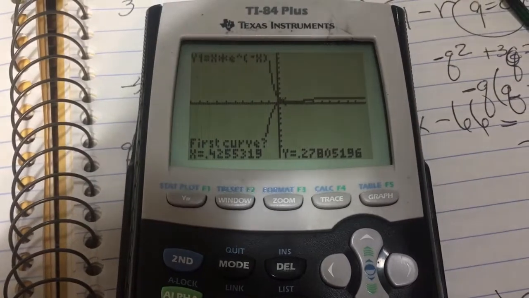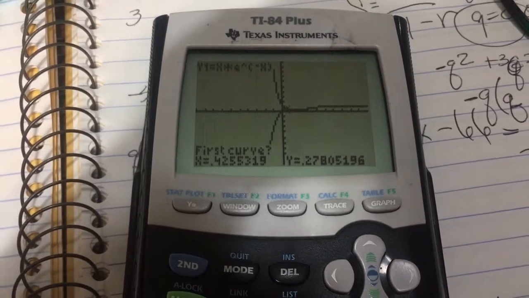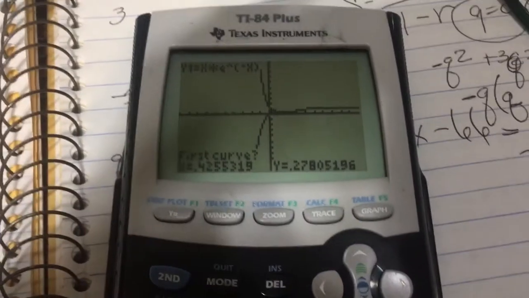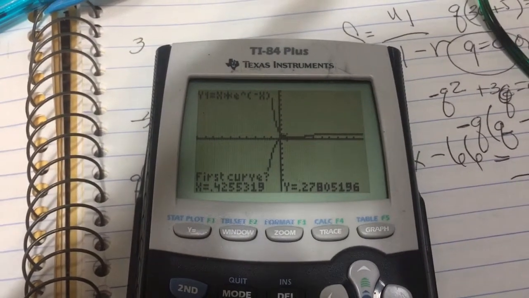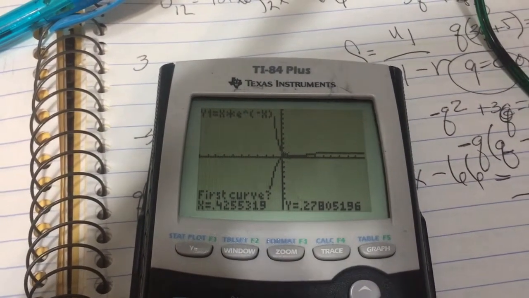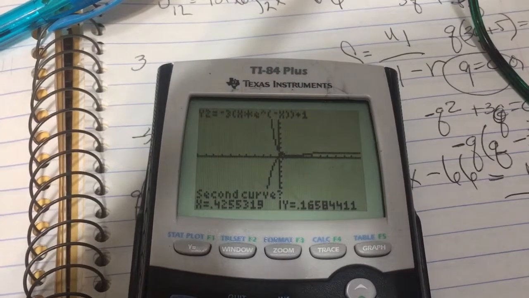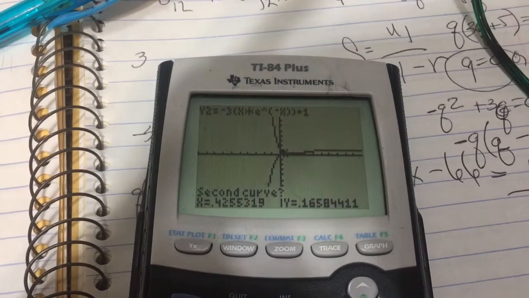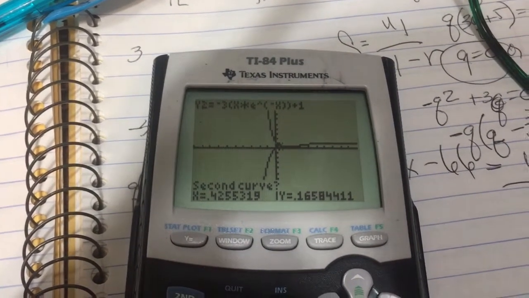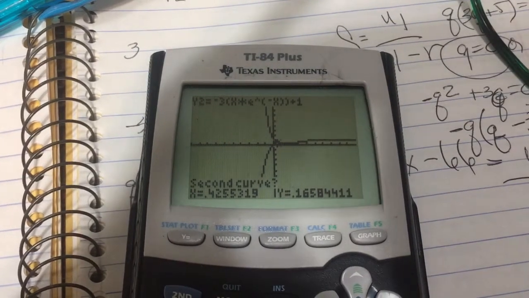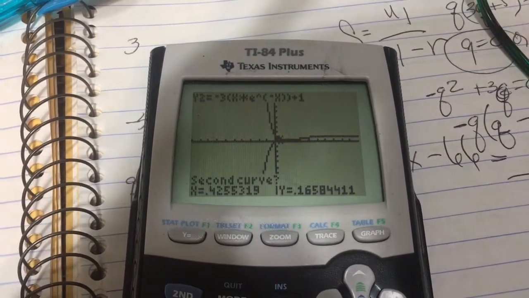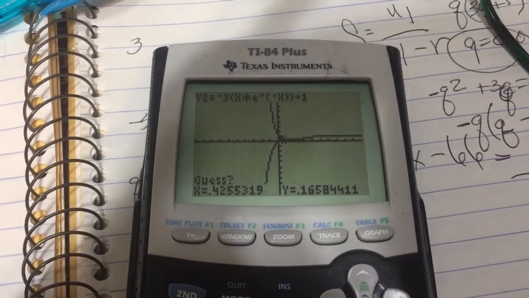And it asks me, are you on the first curve? And I really can't see where my cursor is, but I'm going to go ahead and assume that I'm on my first curve. So I'm going to hit enter. And then it says, am I on the second curve? Well, again, I can't really see it, but the calculator should be going between the two curves. So I'm going to say yes. Would you like me to guess?